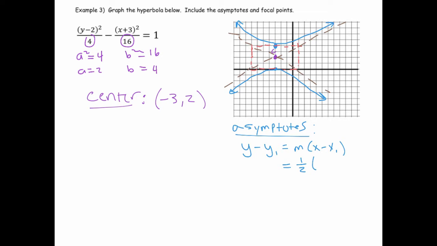And all I need is a point on this asymptote, and the center is a nice point to use. So the center has coordinates negative 3, 2. So I'm going to write x minus negative 3, which is x plus 3, and then y minus 2. So there's one asymptote. And the other one would go through that central point again, but it would have a slope of negative 1/2, moving down 2 and right 4.